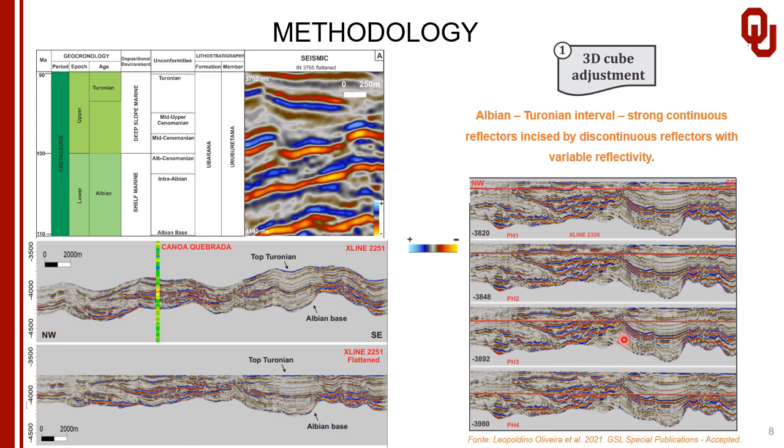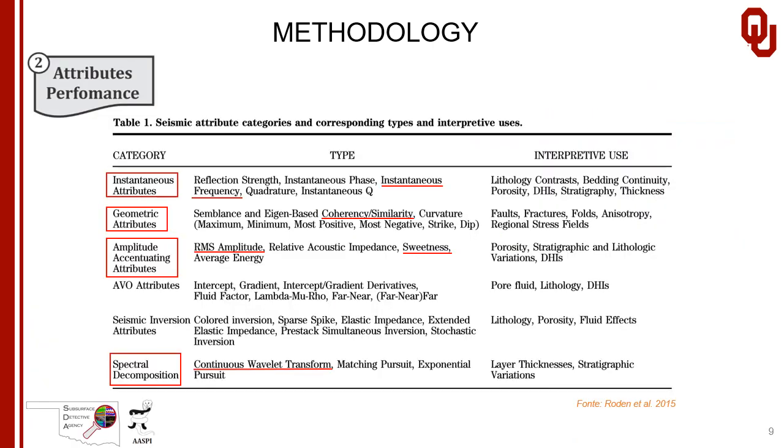As you can see, the Albian to Turonian interval consists in part of strong continuous reflectors incised by discontinuous reflectors with variable reflectivity. So, multi-attribute analysis is laborious and time-consuming. To enhance this analysis, we chose to explore unsupervised machine learning methods to better characterize seismic facies within deep water channels. The attributes used in the machine learning algorithms were chosen based on the Roden and Sacrey list of common seismic attributes and their type and interpretative use.